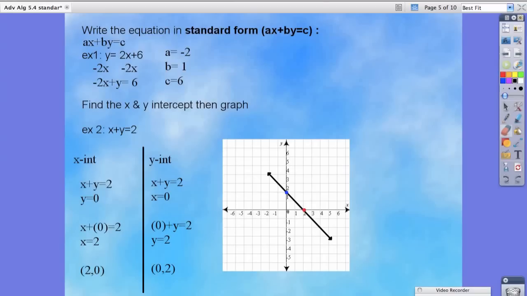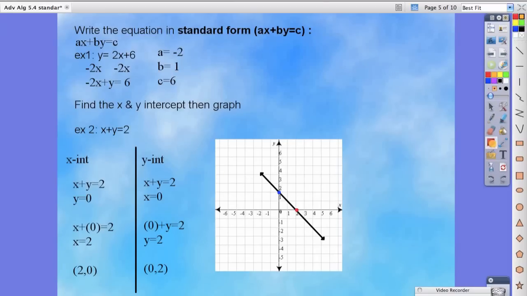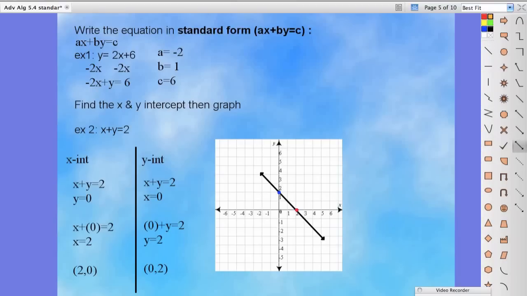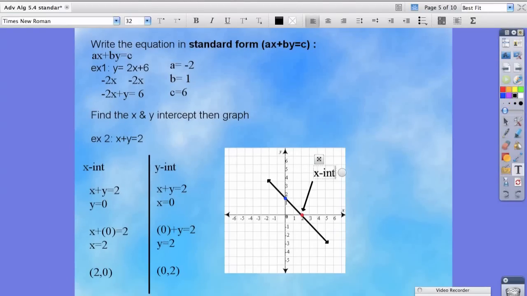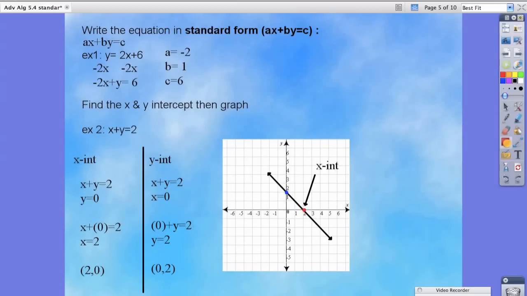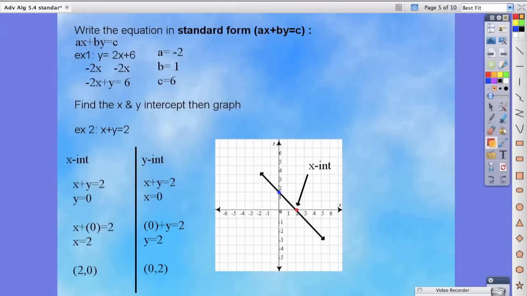Notice again that your x-intercept is the point at which your graph crosses the x-axis, and so that's your x-intercept, and your y-intercept is the point where the graph crosses the y-axis. So this is your y-intercept.